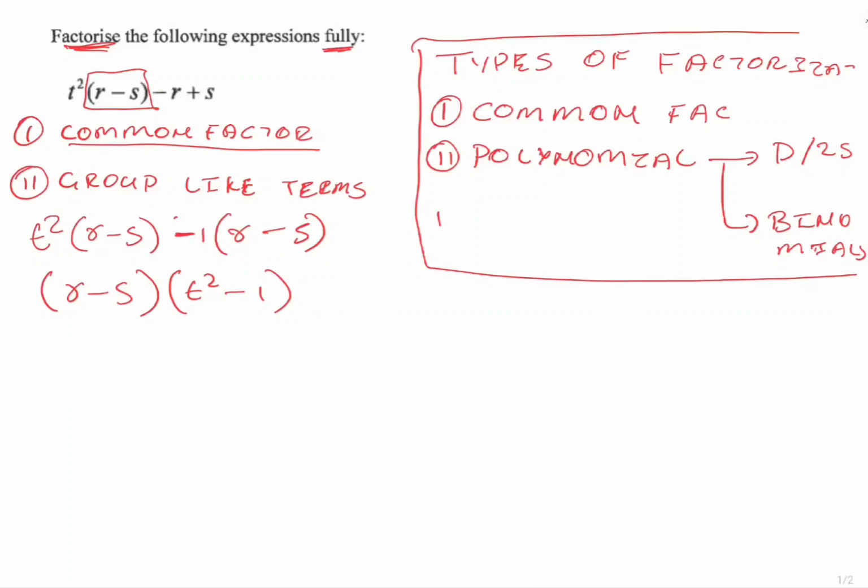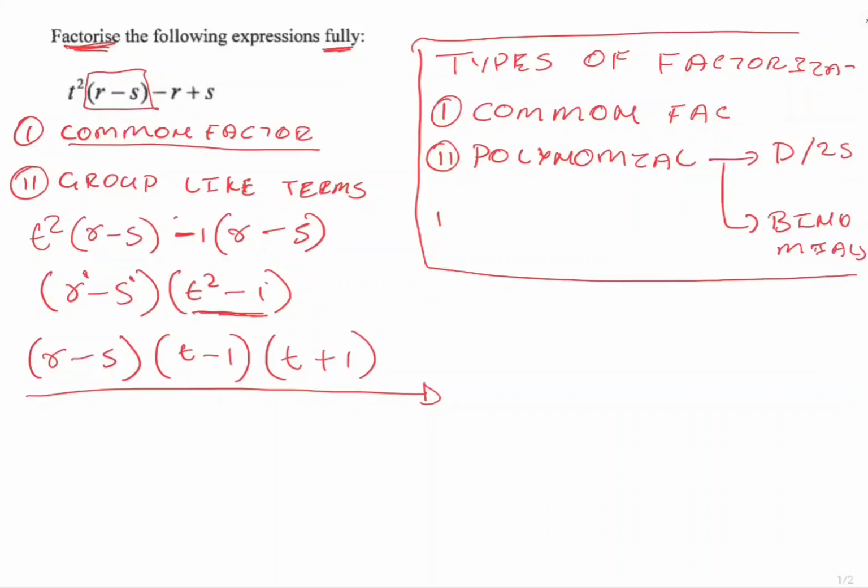But as I said, guys, inside the bracket, make sure the power that you have is exponent 1. As you can see here, you have exponent 1, but here you have exponent 2. Then you have to ask yourself, what type of expression is this one? As you can see, it's a difference of two squares. 1 is a perfect square, t squared is a perfect square. So you can easily factorize that by doing so. You can say (r minus s), then (t minus 1), and you also add (t plus 1), and this is your final answer. Simple and straightforward. Thank you, guys.